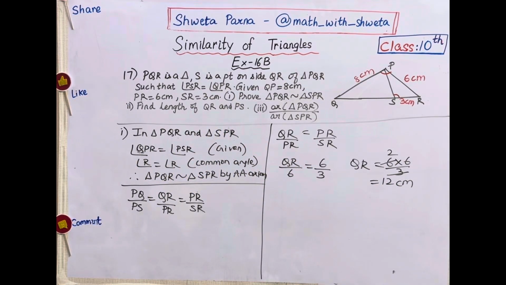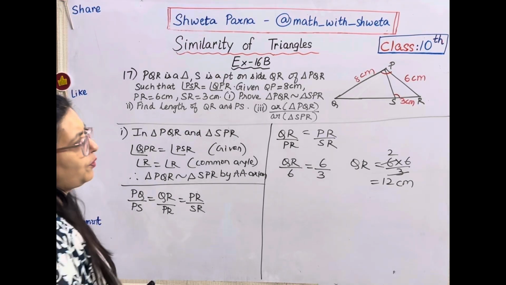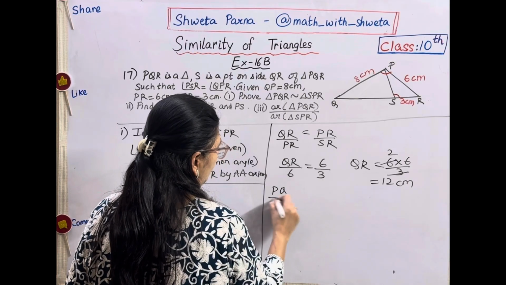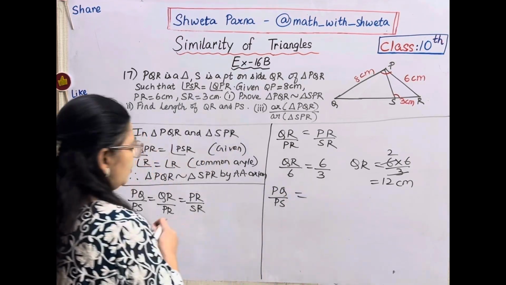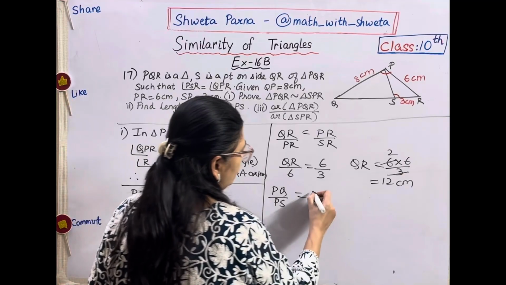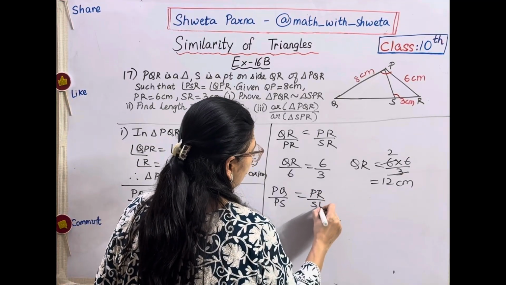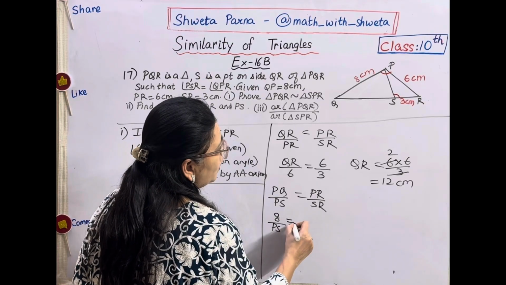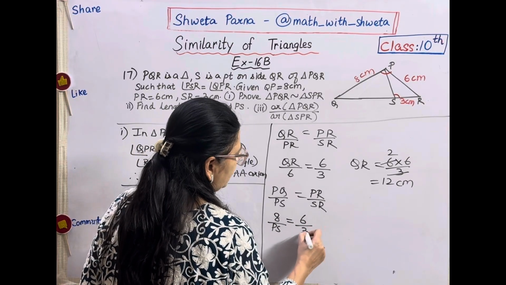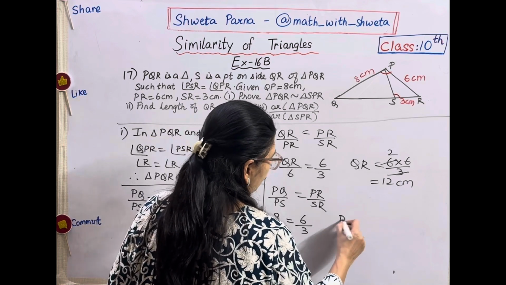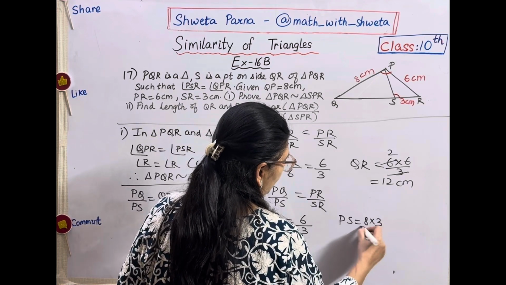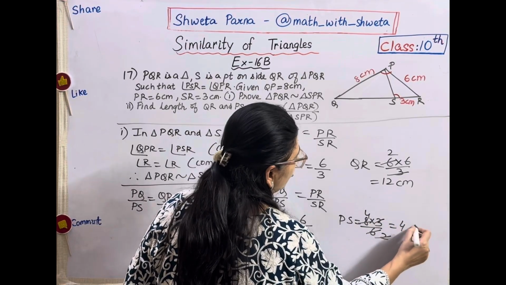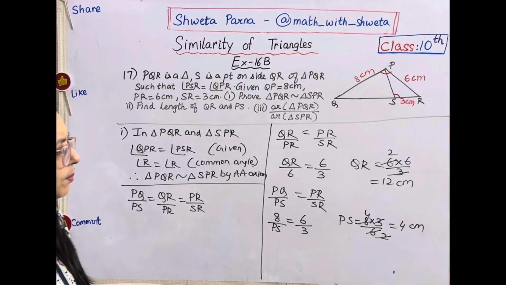I hope it's clear. Yes, now you have to find PS. So you have to take this into consideration. PQ upon PS is equal to, any other ratio you can take, say PR upon SR. So PQ is 8 upon PS is equal to PR is 6 upon 3. So PS will be equal to 8 into 3 divided by 6. 3 2s are 6, 2 4s are 8. So it is 4 centimeters. The second part is done.